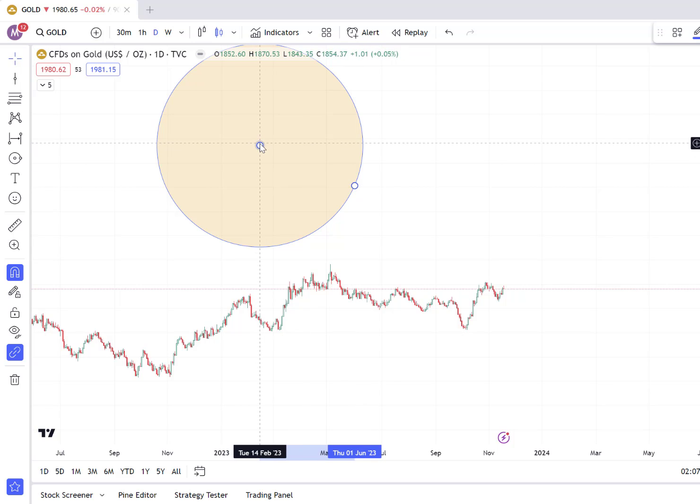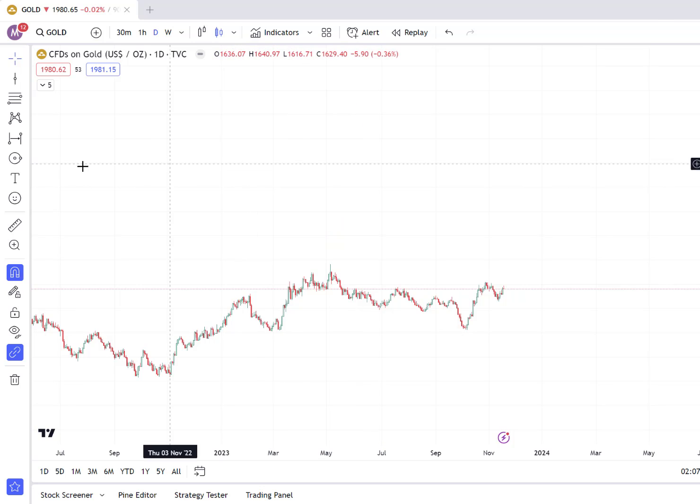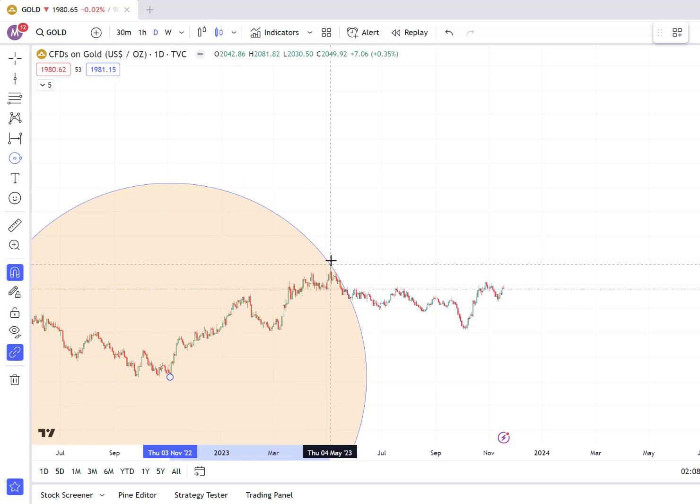We need to have 2 points to draw the circle, the center and the end of it. So we are going to start from this bottom, where the direction of the price reflected, to this actual top. This is the actual top when the price starts to change in direction.